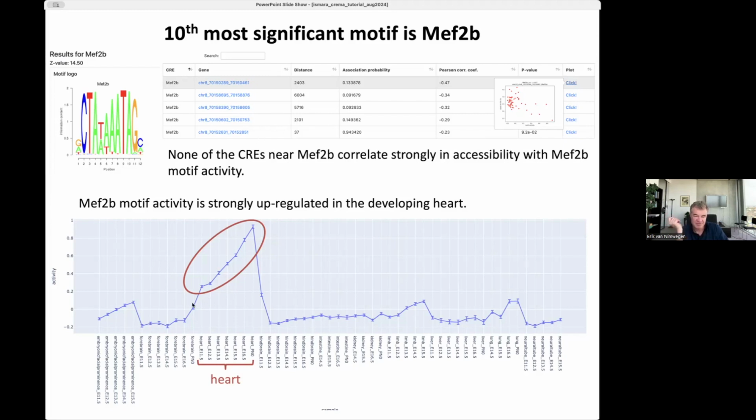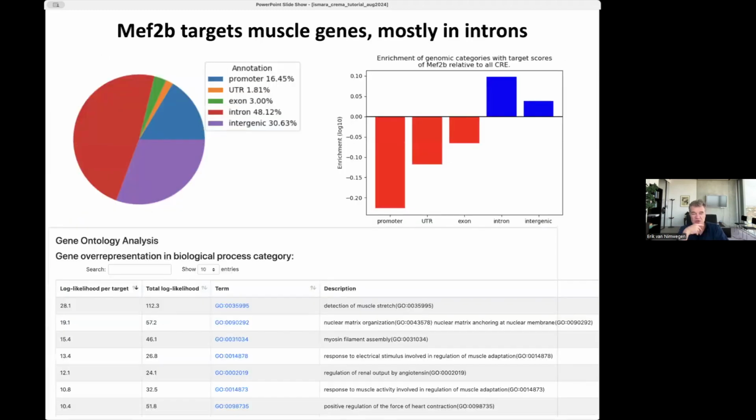What you see is that this MEF2B is only active in heart tissue, and it becomes more active over the development of the heart. And this is associated with targeting muscle genes. So if you look at the targets of this MEF2B, we again give gene ontology categories. So we also give which ontology categories are enriched among the genes associated with the target CREs. And you see that these are mainly muscle genes, and the targets of the CREs of MEF2B are mostly enriched in introns.